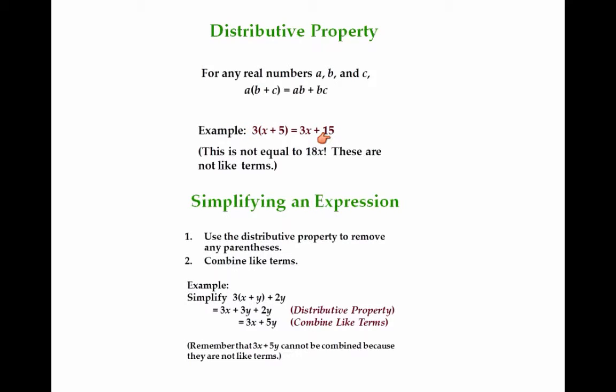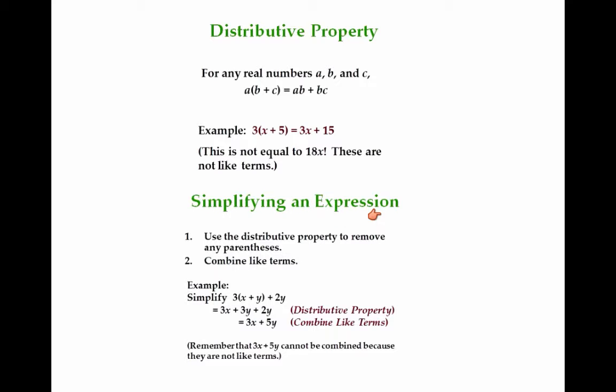which would be 15. Now, I've seen a lot of times students combine these two together. Somehow they change it to 18x. They're not like terms. You cannot combine terms that are not alike. So if this is x, this must be x also in order to be able to combine them.